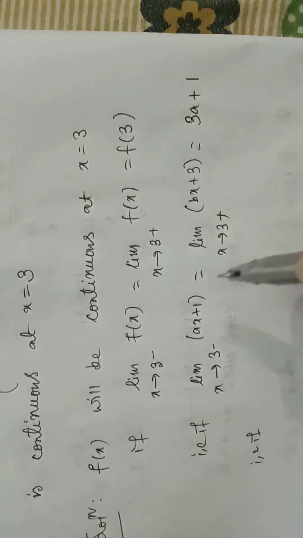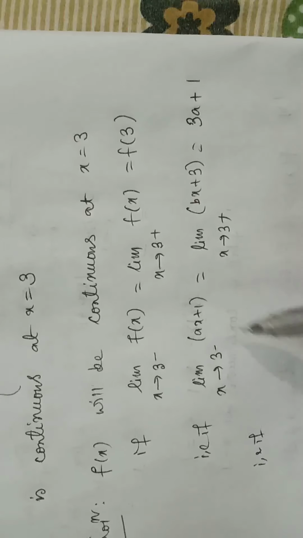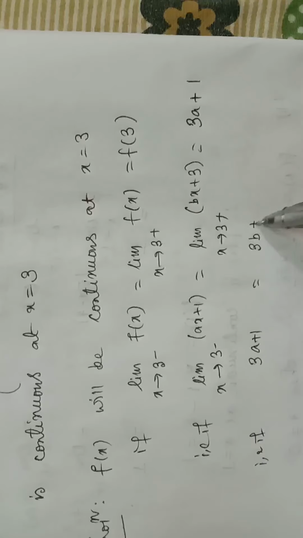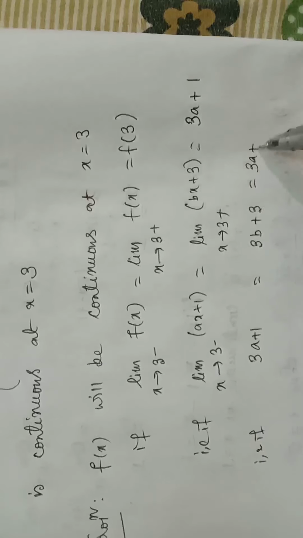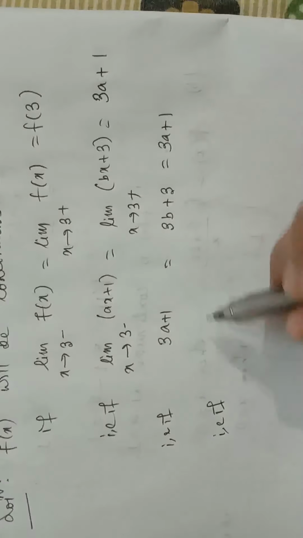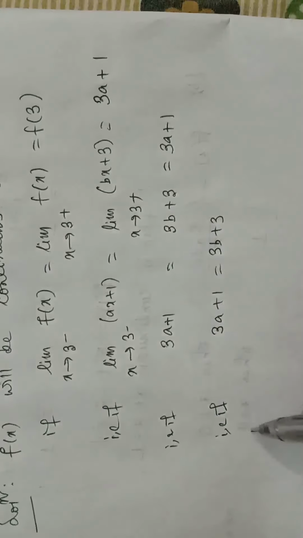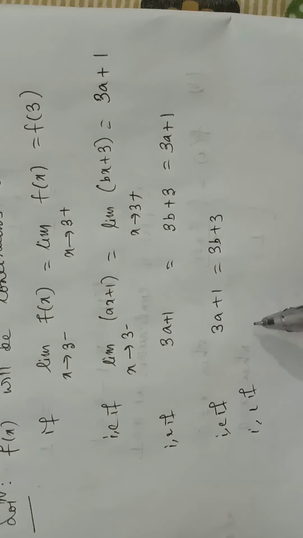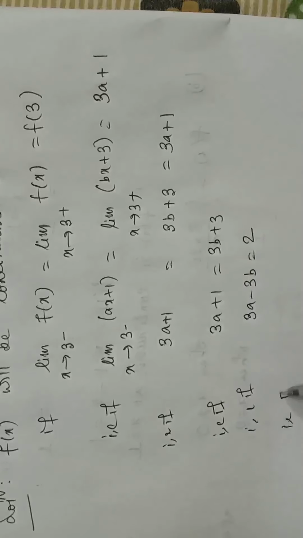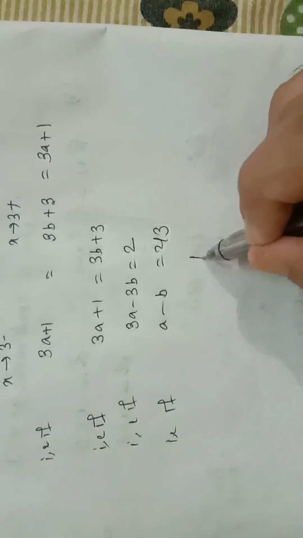That is, if we put x tends to 3 minus, to find the value you have to put 3 only. So a into 3, 3a plus 1 equal to 3b plus 3 equal to 3a plus 1. Comparing, 3a plus 1 equal to 3b plus 3, as these two are equal, from this we will get 3a minus 3b equal to 2. That is, a minus b equal to 2 by 3, which is the required relation.